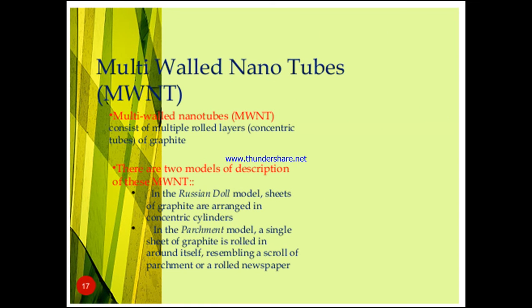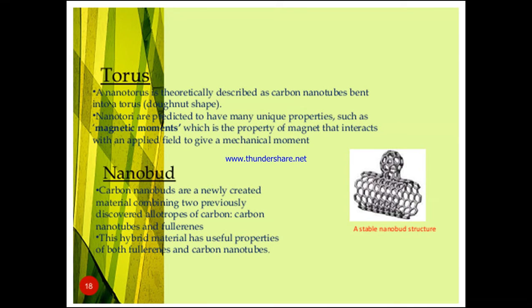Multi-walled nanotubes consist of multiple rolled layers, that is, concentric tubes of graphite. There are two models describing multi-walled nanotubes. In the Russian doll model, sheets of graphite are arranged in concentric cylinders. In the parchment model, a single sheet of graphite is rolled around itself, resembling a scroll of parchment or a rolled newspaper. Like this, concentric multi-layers can be created using nanotubes.